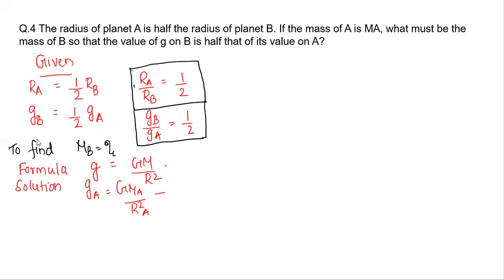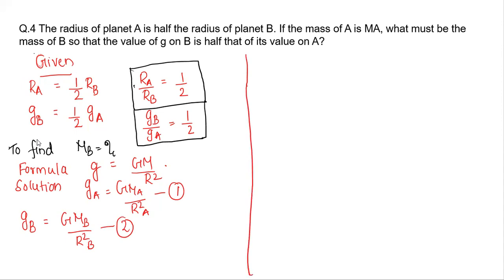Okay. So let it be equation number 1. So planet B, we can write Gb is equal to Gmb upon R square B. Let it be equation number 2. Till here it is clear. Now I'm going to divide equation number 2 by 1. Dividing equation 2 by equation 1. How to divide? LHS and LHS you have to divide, RHS on RHS divide.